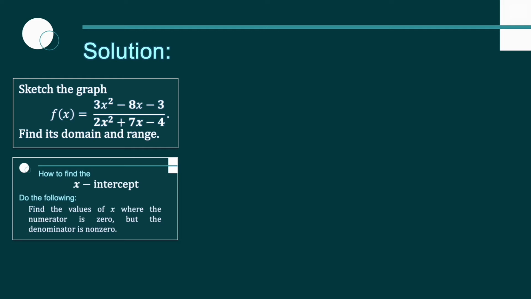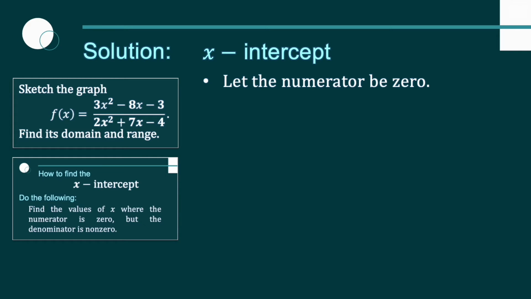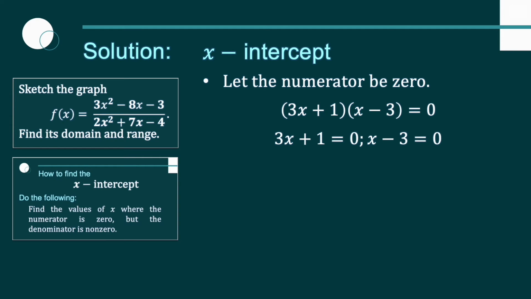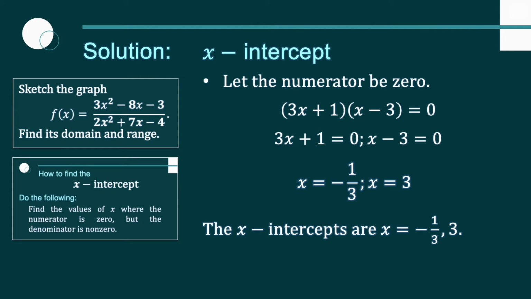For the x-intercept, we let the numerator be 0. We have the quantity 3x plus 1 multiplied by the quantity x minus 3 equals 0. We get the equations 3x plus 1 equals 0 and x minus 3 equals 0. Hence, we have x equals negative 1/3 and x equals 3. Thus, the x-intercepts are x equals negative 1/3 and x equals 3.